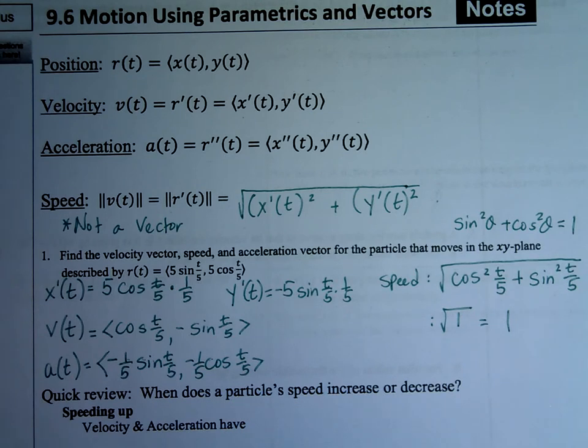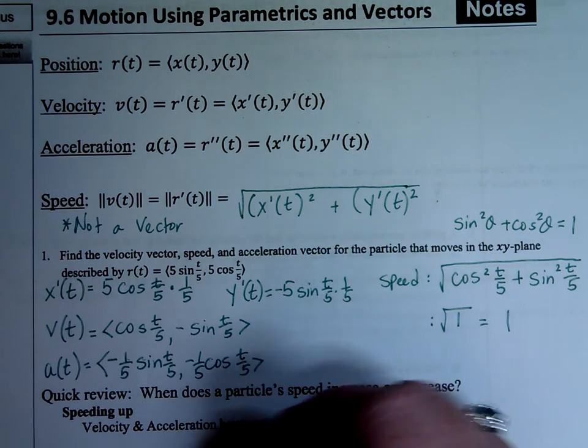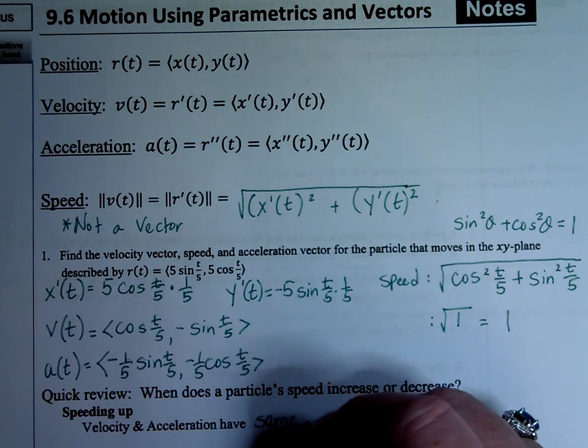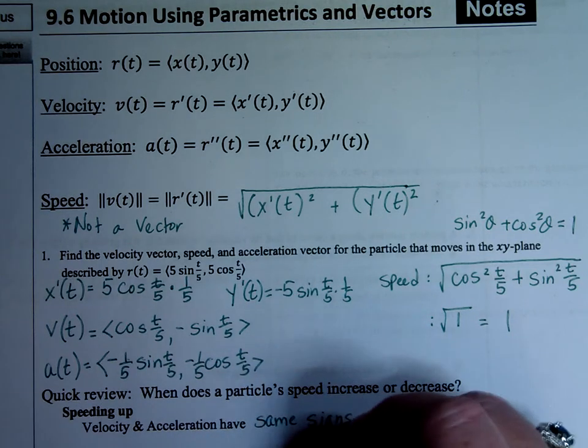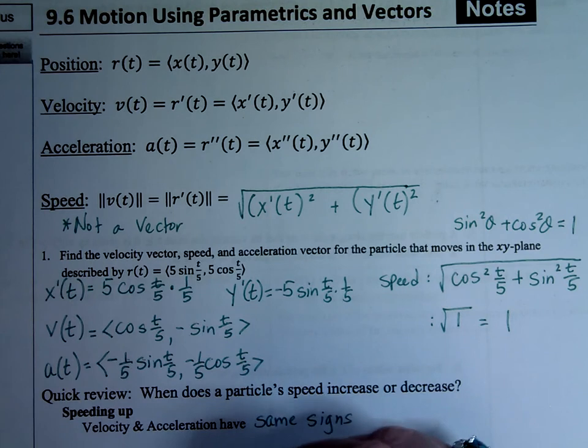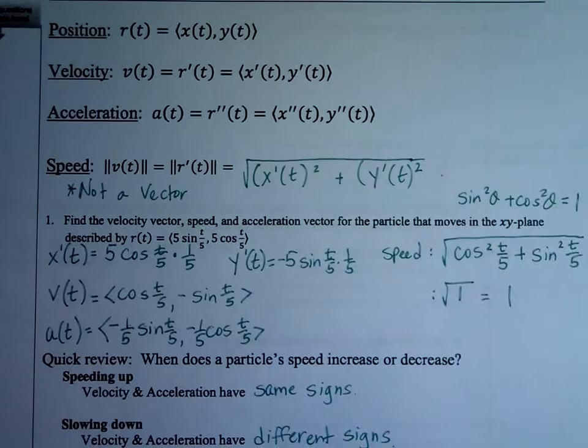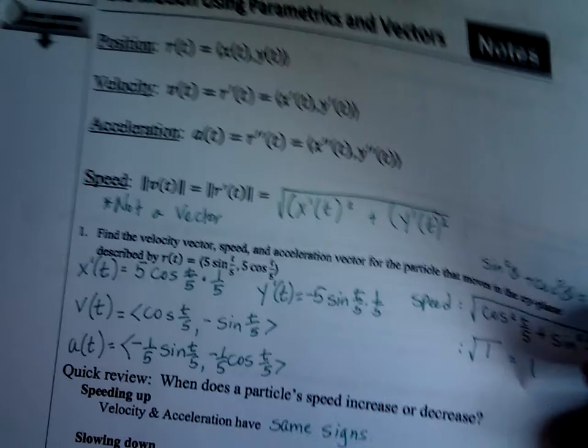All right, quick review. When does a particle speed up? Does this particle speed increase or decrease? It's speeding up when they have the same signs. We've seen that before in AB. And they are slowing down when they have different signs. So you're comparing the signs of velocity and acceleration. If they are the same, it's speeding up. If they are different signs, then it is slowing down.